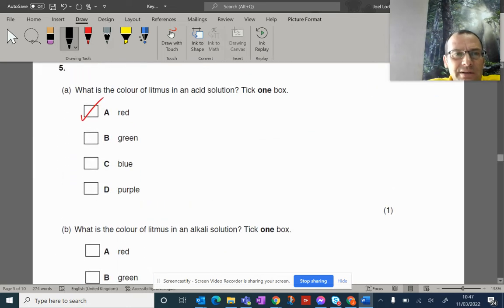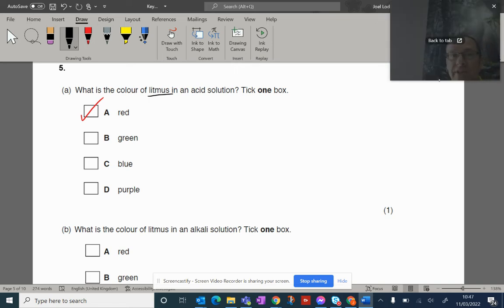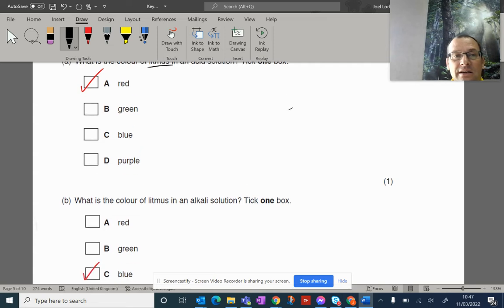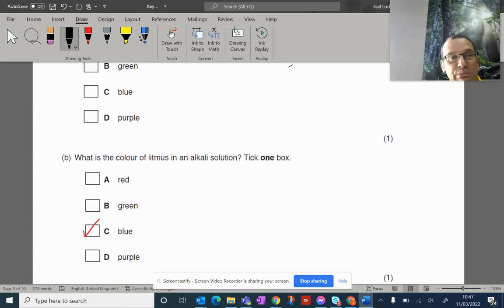Colour of litmus. Litmus can be in solution, but we have litmus paper, red litmus paper and blue litmus paper. Now blue turns red in an acid and red turns blue in an alkali.